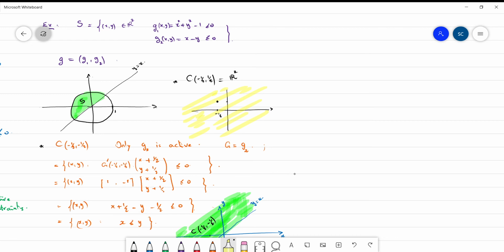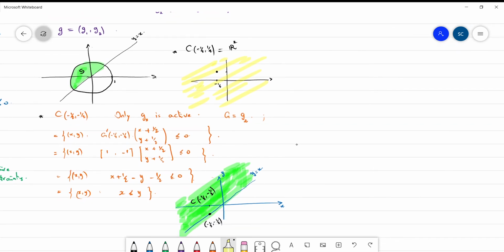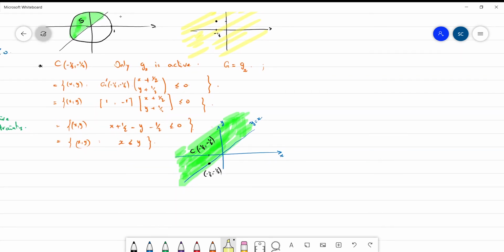What about another situation? Let's consider, for example, the corner. This corner is common to both constraints. Let's say it's the point (1/√2, 1/√2). So let's do it here.